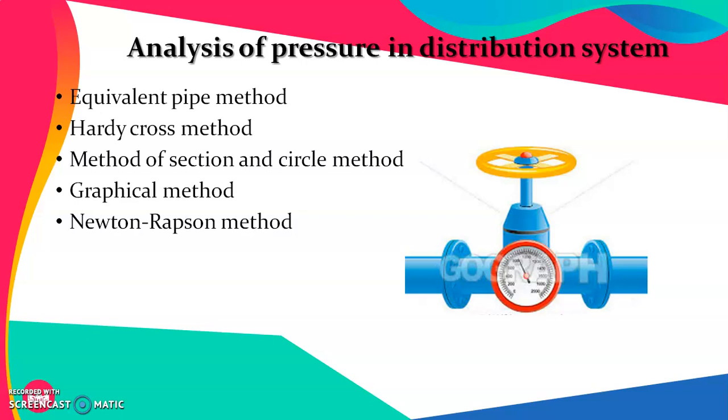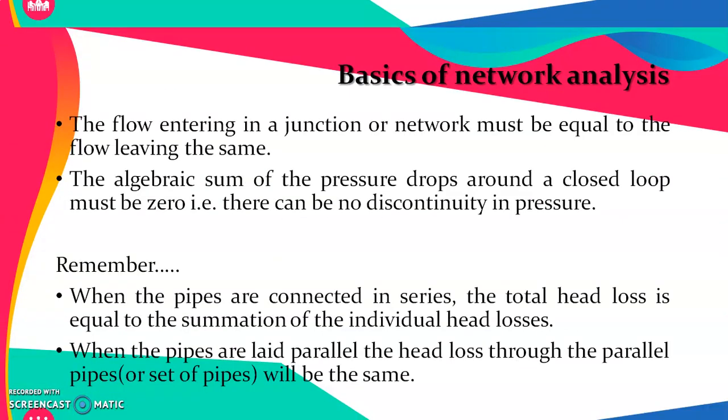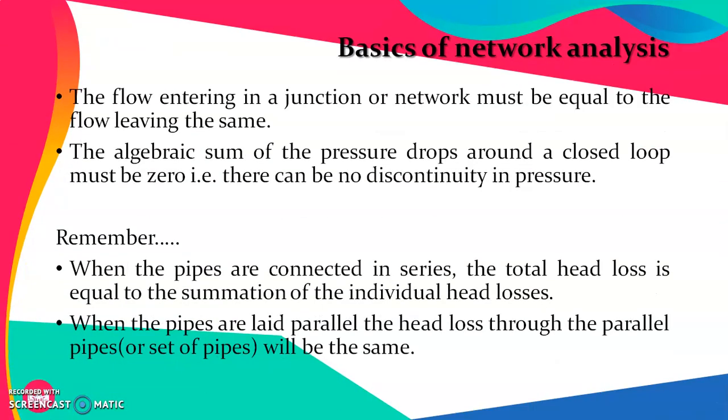So that analysis of pressure in distribution system can be done by using number of methods. Those methods are equivalent pipe method, Hardy-Cross method, method of section and circle method, then graphical method and Newton-Raphson method. In this particular session, we will try to understand how the equivalent pipe method is used. For any network analysis, certain basic things are to be understood. These basic things include the following few assumptions.